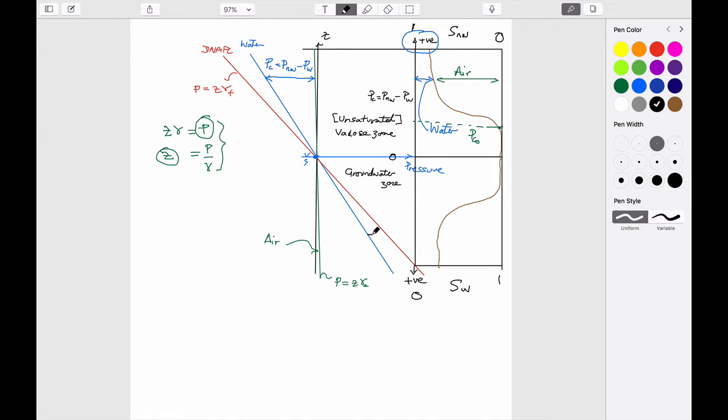And so this would be the capillary pressure. We draw it somewhere else. This would be the capillary pressure, which is equal to the pressure, again, in the non-wetting minus the wetting fluid.